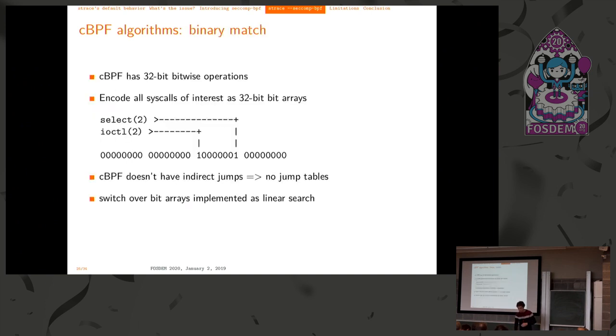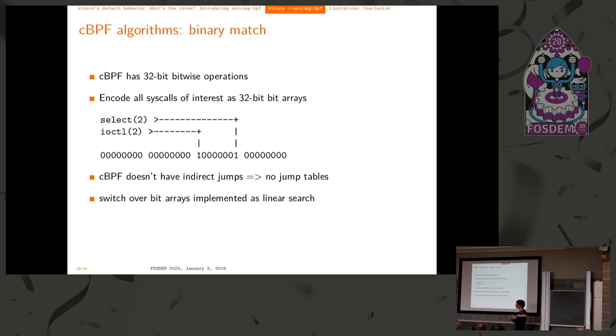So what we can do instead is, since in CBPF we have 32-bit bitwise operations, we can encode the syscall numbers that we're interested in into 32-bit bit arrays. And then we're going to go over all of these bit arrays and compare our syscall number with the appropriate offset in the bit array. So basically here, if I want to trace select and ioctl, I'm going to set the corresponding bit in the given bit array. So this is the first bit array in this case, because select and ioctl are small numbers. And then we're going to go over all of the different bit arrays with our BPF program.